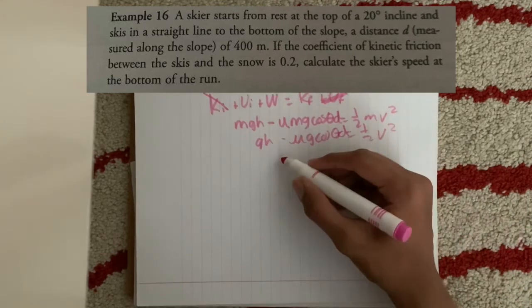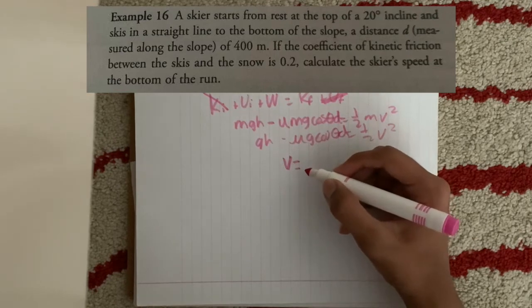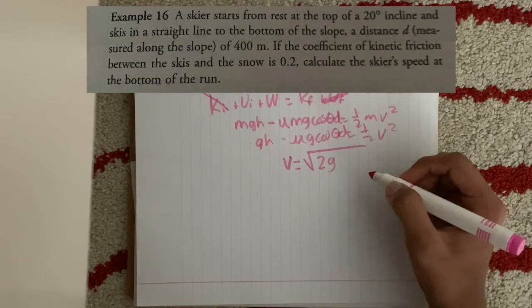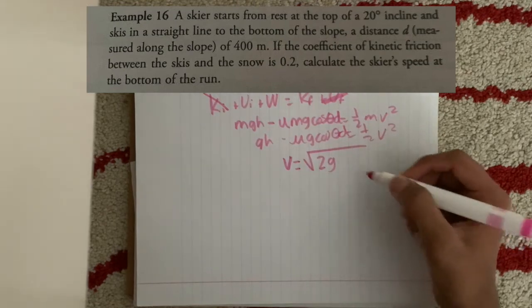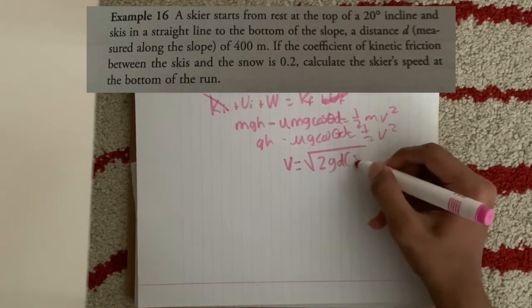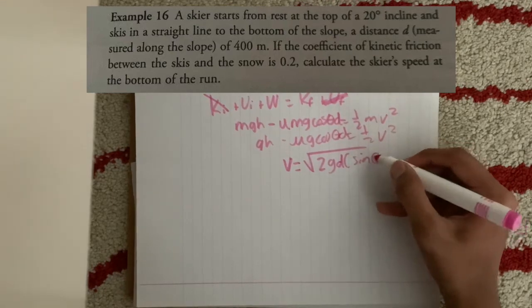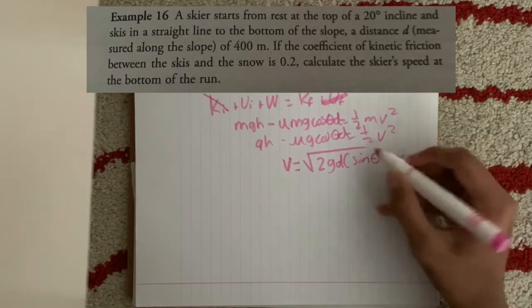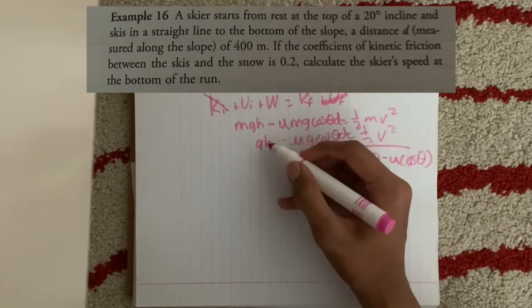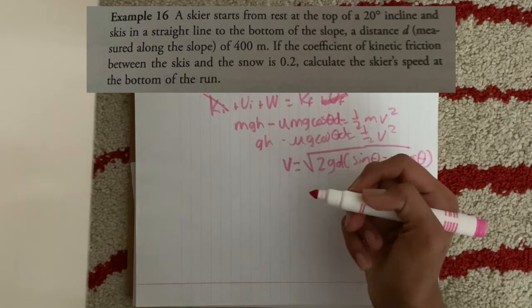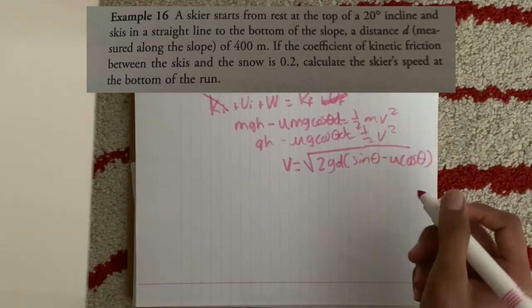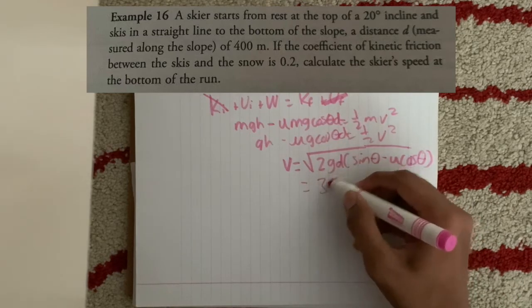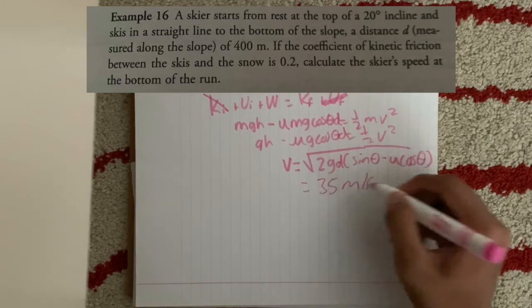Now we can rearrange this for the velocity. Get the square root of 2 times g times d times sine theta minus mu cosine theta. Oh yeah, and keep in mind that the height is just equal to the distance times the sine of theta. And this is equal to about 35 meters per second.